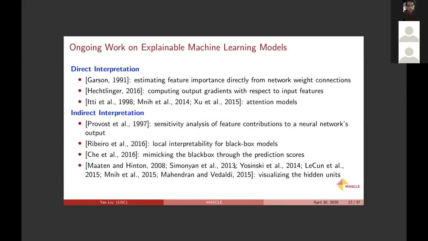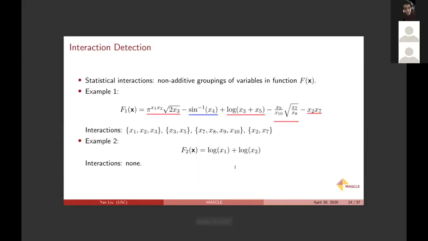Our approach is a little bit different: we want to capture the feature interactions. And how do we define feature interaction? We call them non-additive groupings of variables and functions. Here's a simple example. Let's say the ground truth function f(x) involves 10 different variables. When we look at this specific ground truth function, we notice that there are actually 4 different interaction sets.